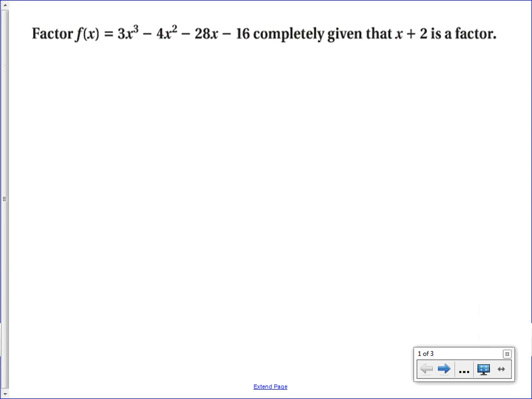This question is asking us to factor that polynomial function completely, given that x plus 2 is a factor. So they're giving us one of the factors and asking us to find the other ones, and write them all side by side as our answer.